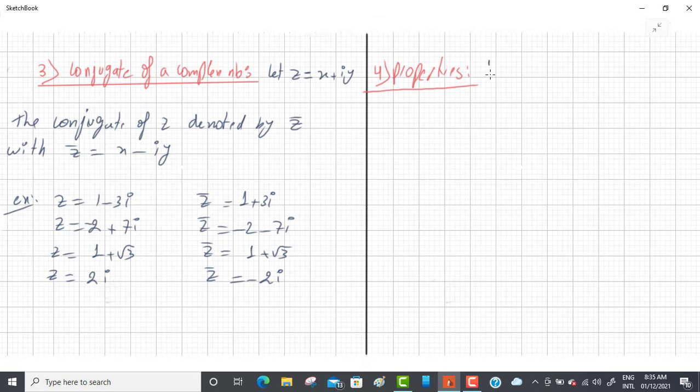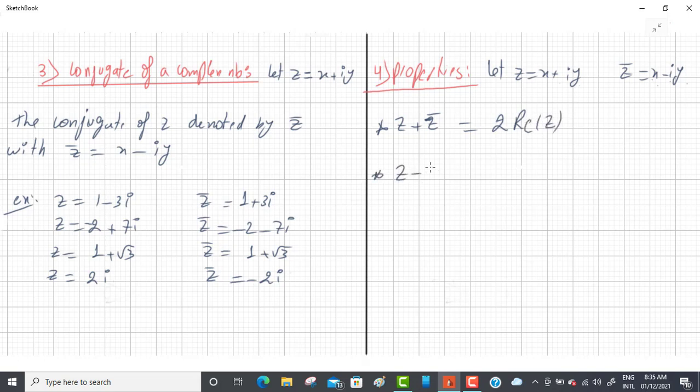Part 4, properties about the conjugate. First, let z equal x plus iy, so z bar equal x minus iy. You have to notice that if you calculate z plus z bar, x plus iy plus x minus iy, the iy and minus iy cancel each other, and it is 2x. So z plus z bar always equals 2 times the real part of z.